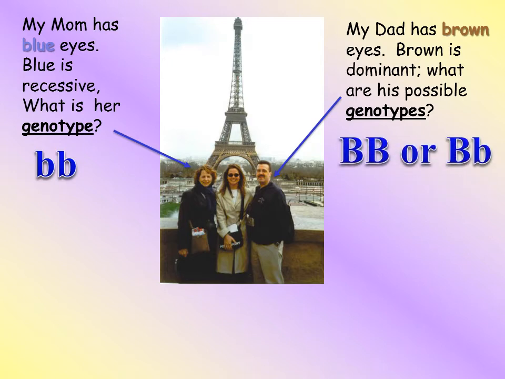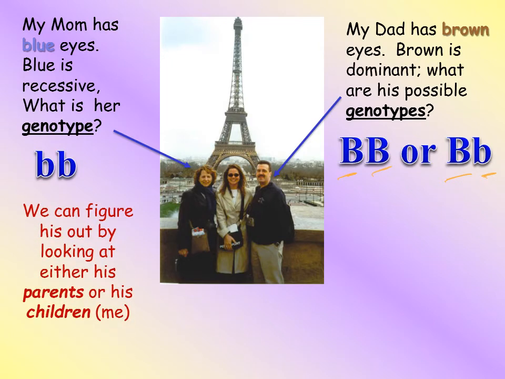So because he's brown, he has to have at least one capital letter. He could have two capital letters, or he could have one of each. And you don't know what he is until you look at me. You could look at his parents as well, but you don't have them to look at.